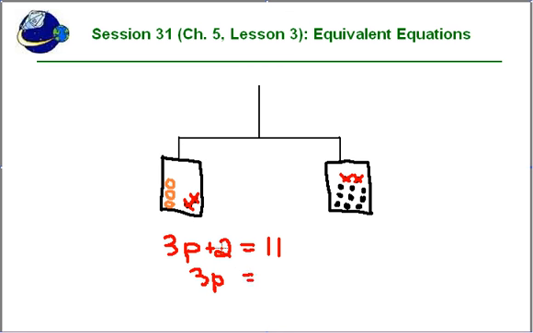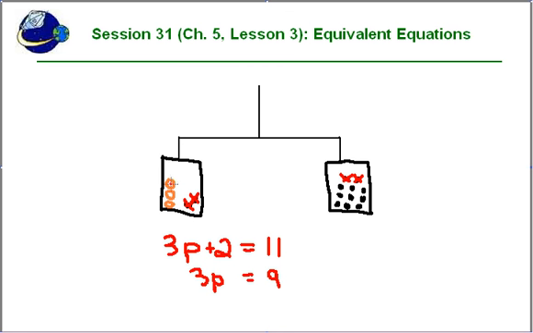So on the left-hand side of the equation, I have subtracted 2. 3p plus 2 minus 2 is leaving me with 3p. Well, I also have to come to the right-hand side of the equation and subtract 2. Well, what's the 11 minus 2? 11 minus 2 is 9.